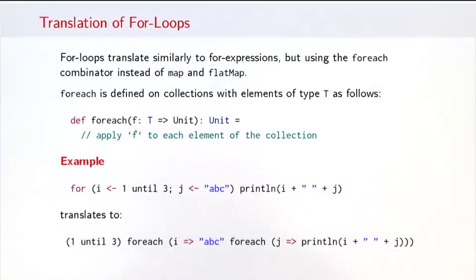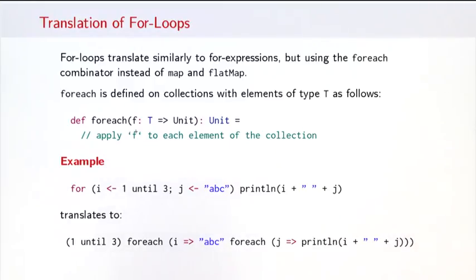So foreach is a function that's defined on all collections with elements of type T. It would take an argument, which is a function from T to unit, give you back a unit, and its effect would be to apply the given function argument f to each element of the collection.